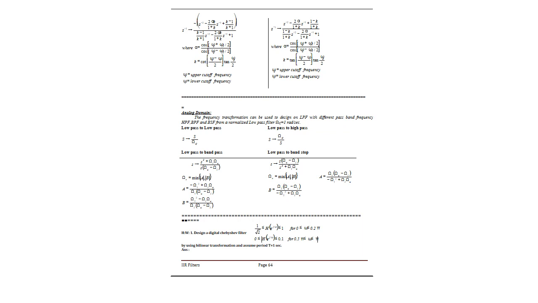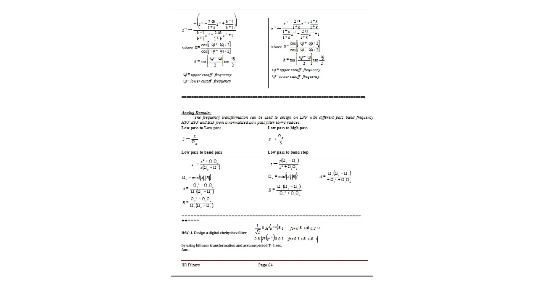Here we have to use alpha is equal to cos of (omega p plus omega p by 2) divided by cos of (omega p minus omega p by 2). So we have to use the upper cutoff frequency as well as the lower cutoff frequency. So k is equal to cot of (omega u minus omega l) by 2 into tan of omega p by 2. Likewise, here we have to use k is equal to tan of (omega u minus omega l) by 2 into tan of omega p by 2.